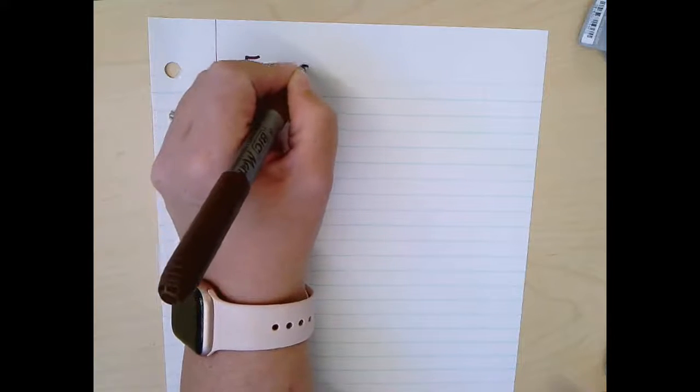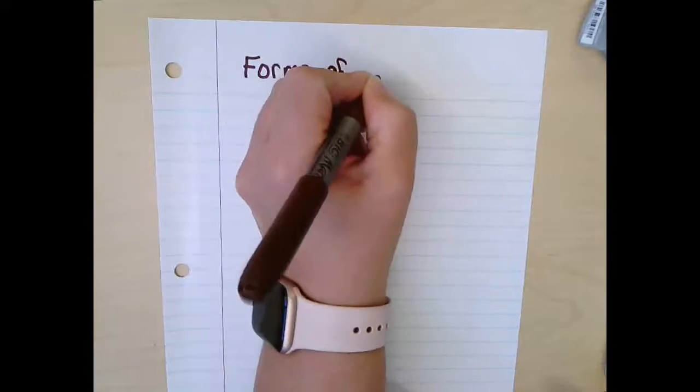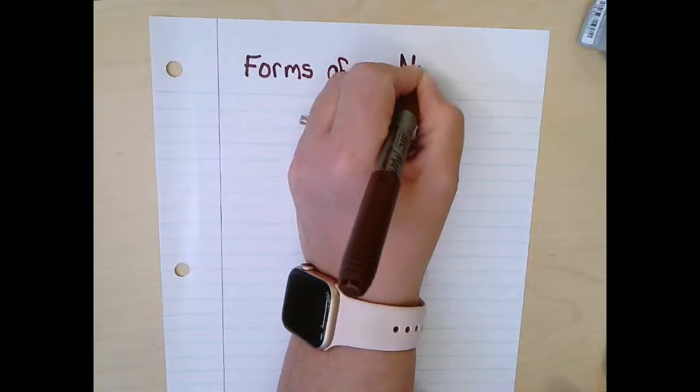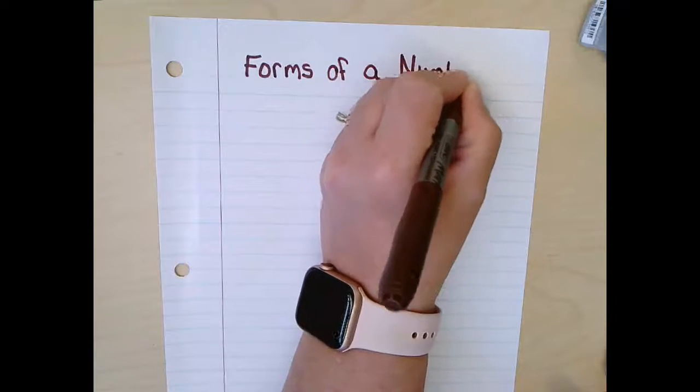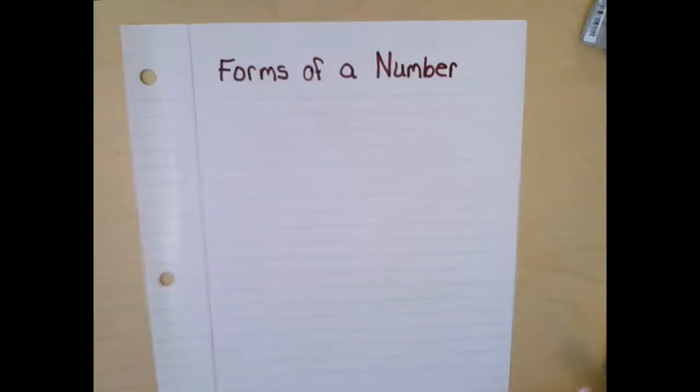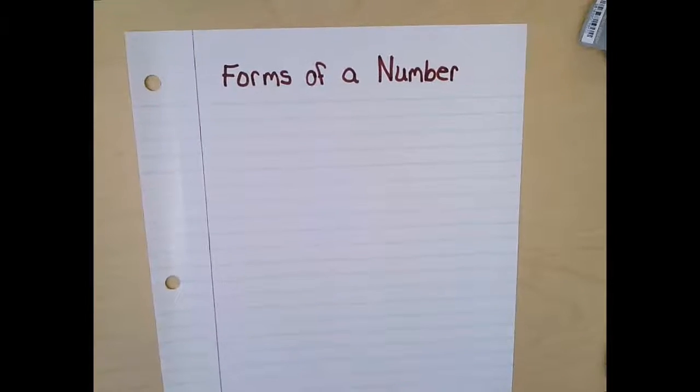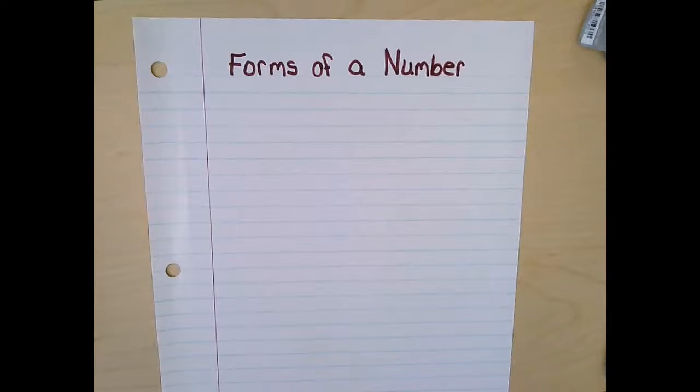Okay, here we go, boys and girls. We're going to make another anchor chart. This time we're going to talk about the forms of a number. And you've done this in 3rd grade, but we just expanded a little bit in 4th grade. So at the top of your notebook paper, I want you to write forms of a number. Forms of a number. And we're going to begin with standard form.